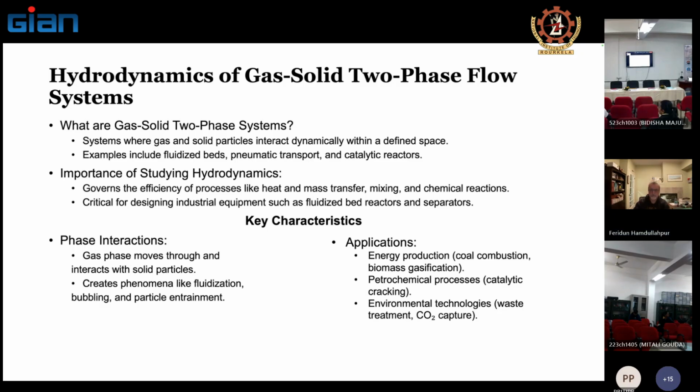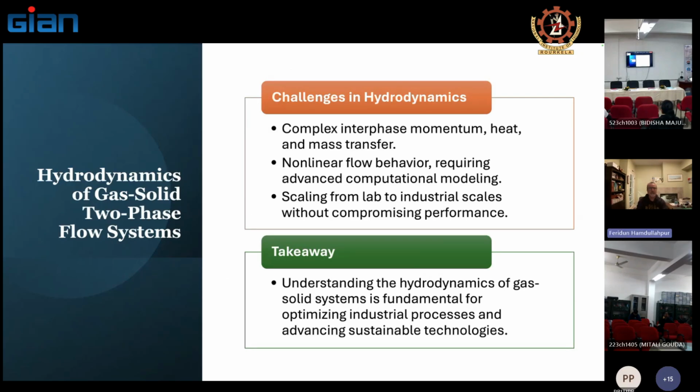So, what are the challenges in designing, understanding hydrodynamics? It is very complex. We have a random motion of thousands of particles, and they are behaving in a way that is not very easy to predict by standard simulation methods. The behavior is nonlinear because it moves in various directions because of the size of the reactor and also the size of the particles.